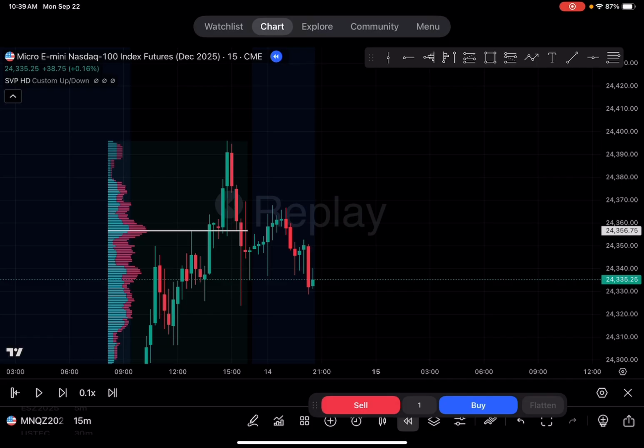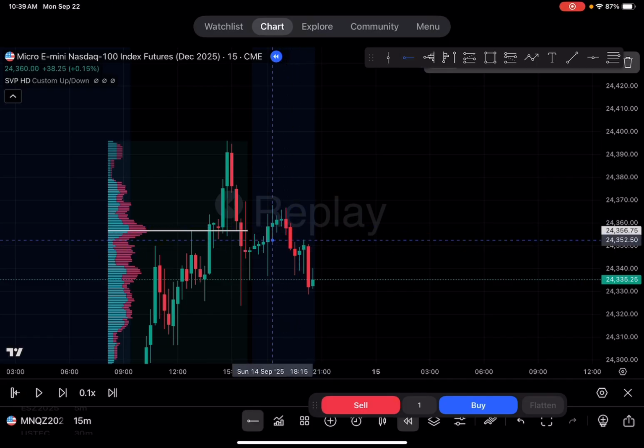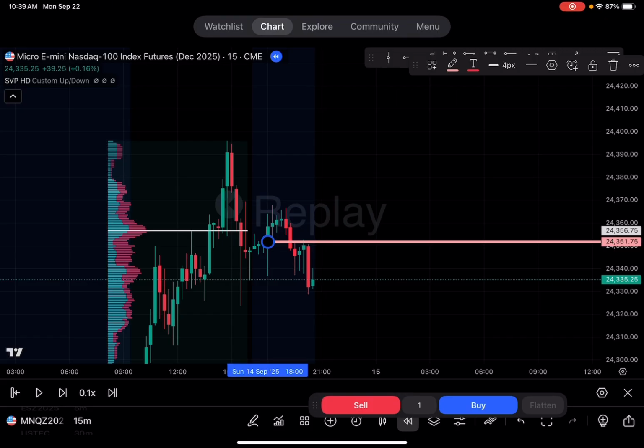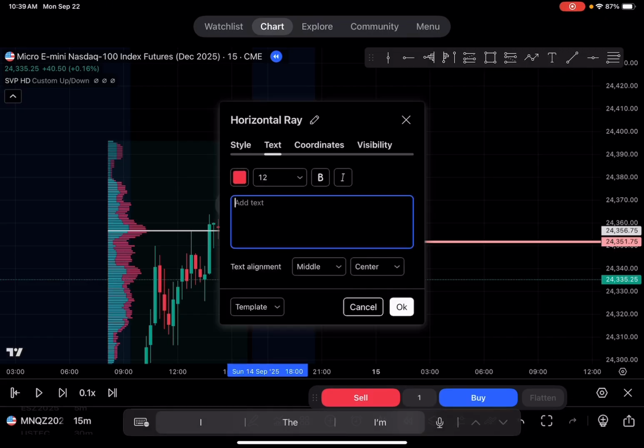First things first, let's identify Sunday's opening price, which is right here. We open here and then we traded above, so we're doing the opposite. That means we're selling. That means it's a bearish week.